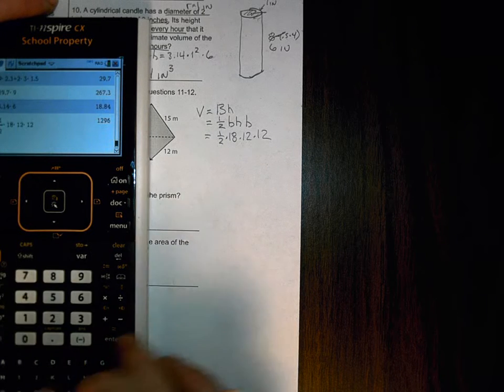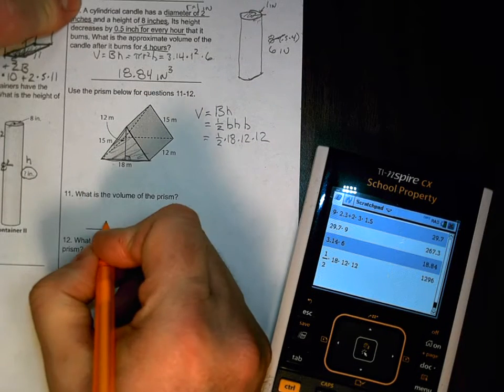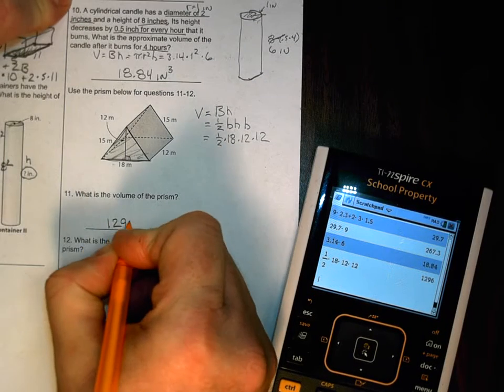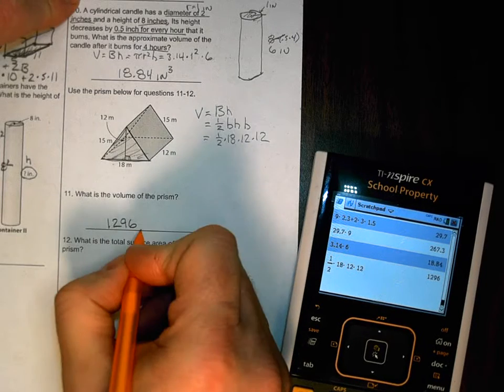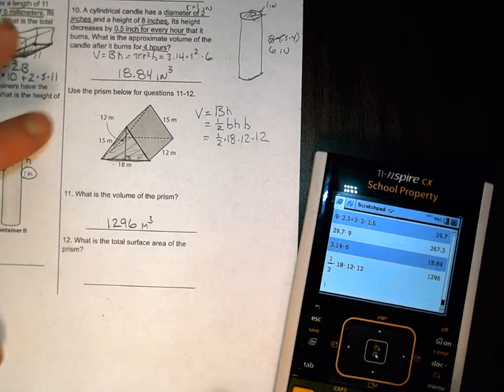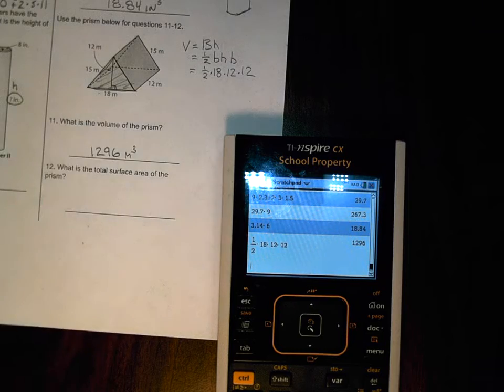So I get a total volume of 1,296 meters cubed. Last question, and this one uses the same prism, but now we're talking surface area.